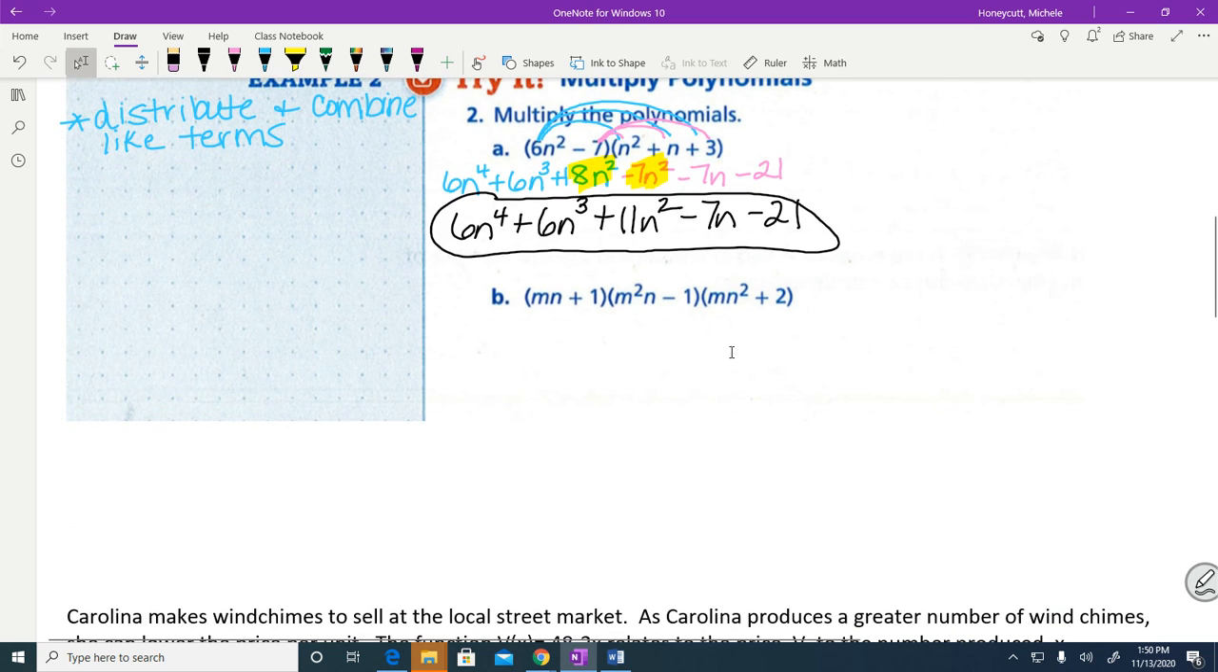Now multiplying 3. Whenever you have to multiply 3, in this case we have 3 binomials we're going to multiply together, you only multiply 2 factors at a time.